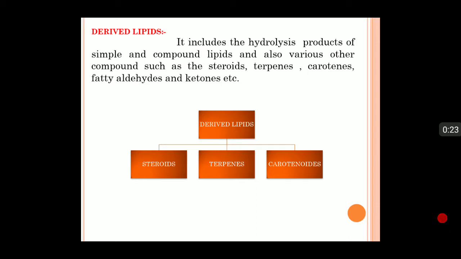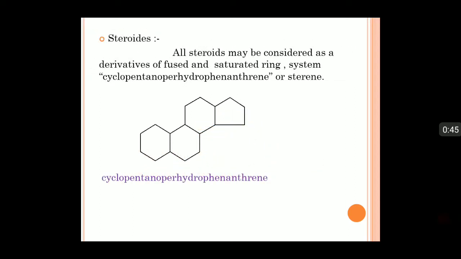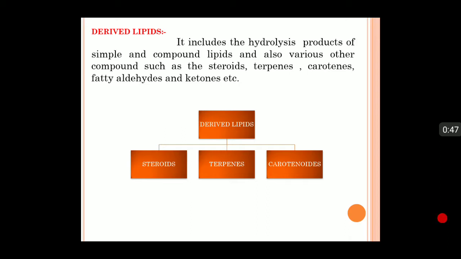Derived lipids include the hydrolysis products of simple and compound lipids, which we had seen in earlier presentations, and also various other compounds such as steroids, terpenes, carotenes, fatty aldehydes, and ketones. So besides those which come as the hydrolysis product of simple and compound lipids, the other classes of compounds included in derived lipids are steroids, terpenes, and carotenoids.